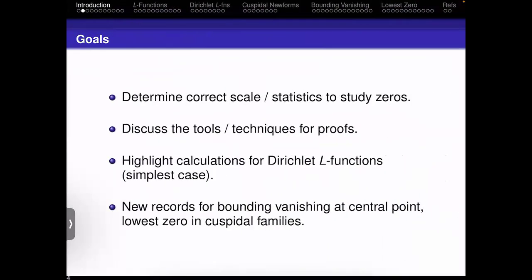Okay, so as I mentioned, there's going to be four main parts: figuring out what is the correct object to study. This is not always clear. Sometimes by looking at related problems, that gives us an idea of what to look at and what the correct scale is. The techniques are often a little bit different depending on what you're looking at. Are you looking at something in number theory? Are you looking at something in random matrix theory? But there's a lot of similarities.